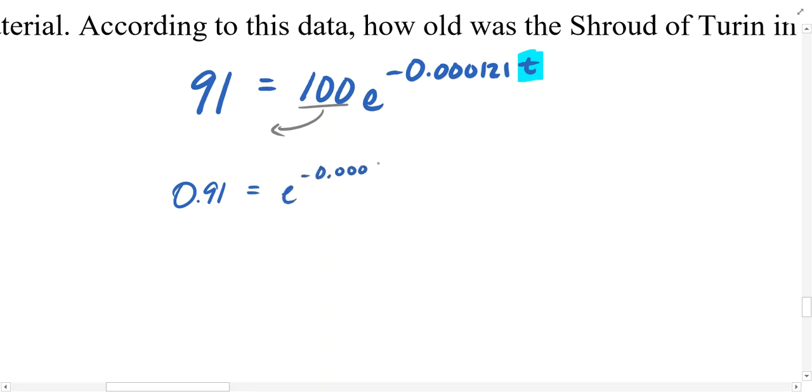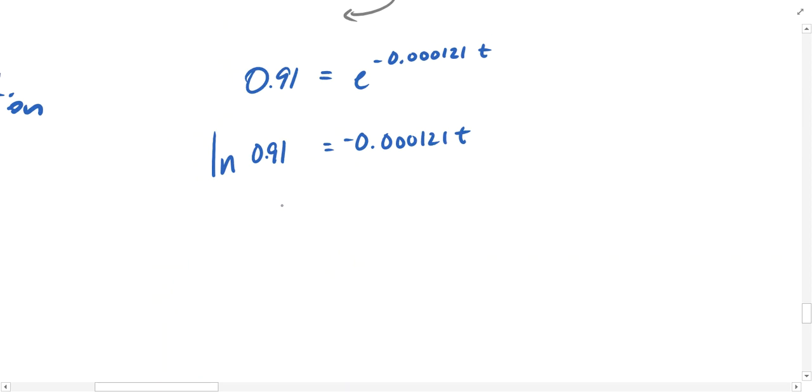And if you recall, an exponential with a base of e can be rewritten as a logarithm. We call that a natural logarithm when the base is e. And when we rewrite the logarithm using the old loop rule, we'd have a logarithm with a base of e evaluated at 0.91, and that's going to equal the exponent in our exponential, 0.000121t.